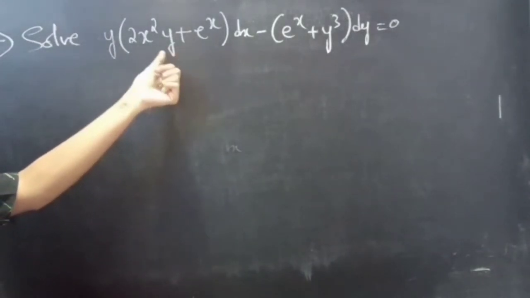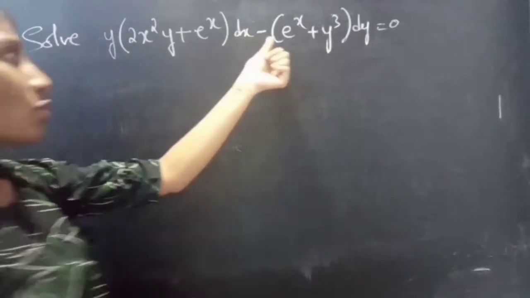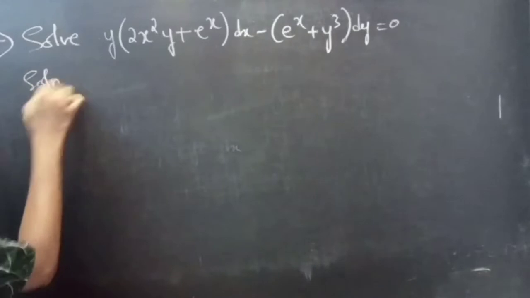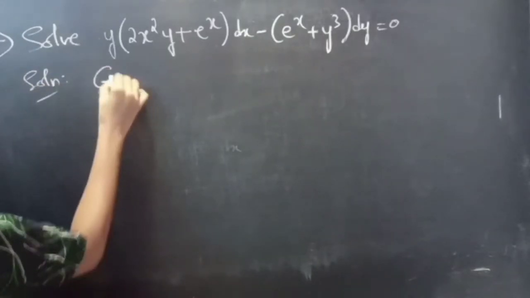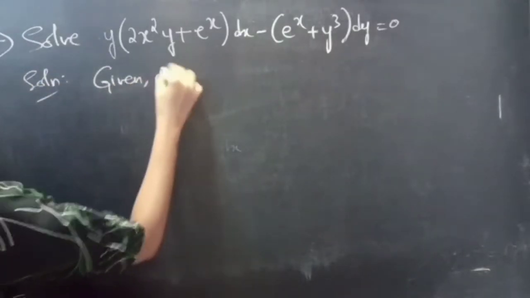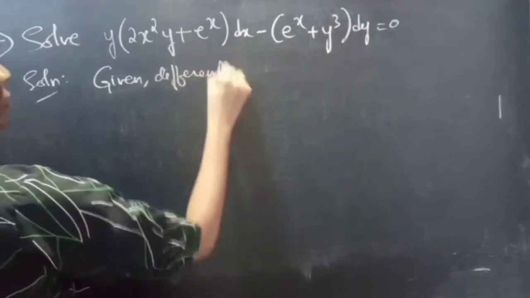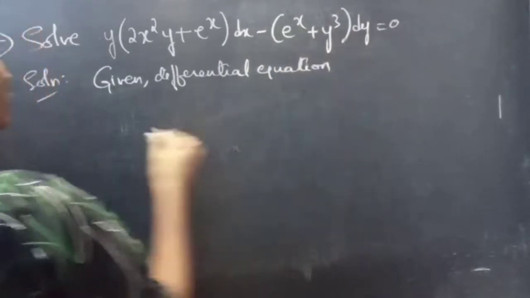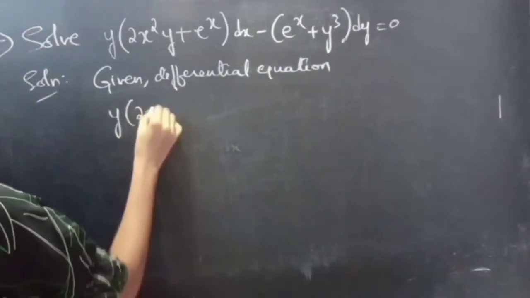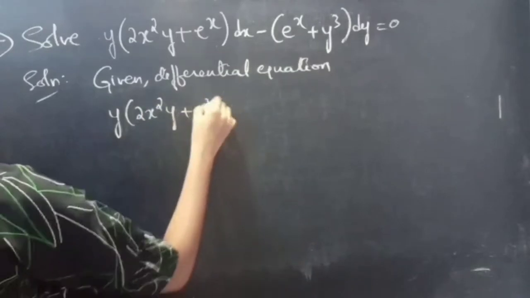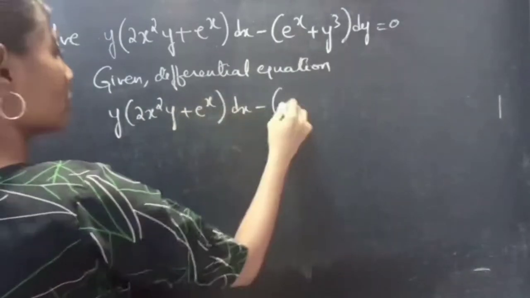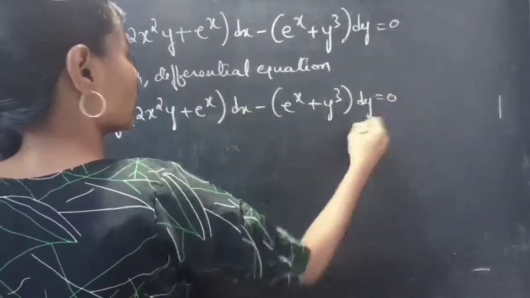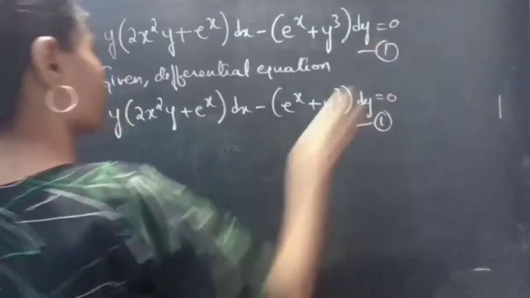Problem: solve y times (x squared y plus e power x) dx minus (e power x plus y cube) dy equals 0. Solution: given differential equation, y times (2x squared y plus e power x) dx minus (e power x plus y cube) dy equals 0. Consider the given equation as 1.